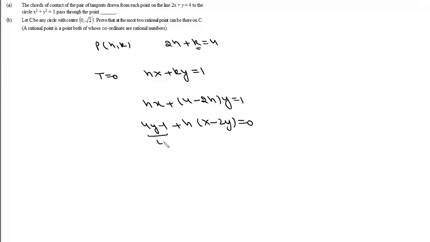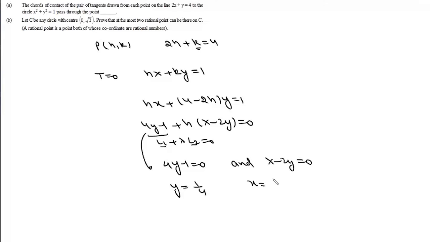Now this is L1 plus lambda L2 equals 0. That means it represents a straight line passing through the point of intersection of L1 and L2. So that fixed point will be the intersection of these two lines. Now the first line is 4y minus 1 equals 0, and the other line is x minus 2y equals 0. So from here we'll get the value of y as 1 by 4 and the value of x will be 1 by 2. So this fixed point will be (1/2, 1/4).